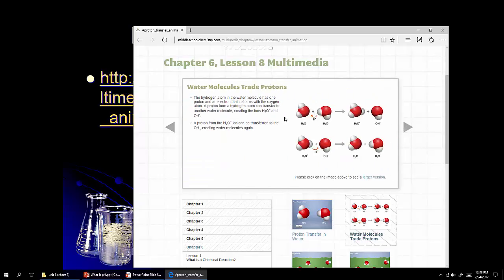So the hydrogen atom of the water molecule has one proton, as we said, and an electron it shares with the oxygen. The proton, as shown here with the little arrows, from the hydrogen atom can transfer to another water molecule, creating H3O plus and OH negative. It can then transfer back again to create two water molecules. So it doesn't matter which way it goes, it's always a proton from the hydrogen atom that's being transferred over, or essentially the hydrogen nucleus.